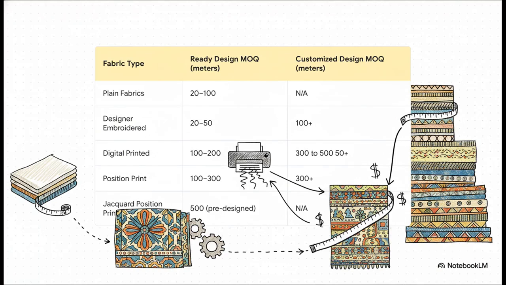And boom, this table breaks it all down beautifully. Just look at the top. Simple, plain fabrics. Incredibly accessible. You can start with just 20 meters. But as you go down the list and add complexity, like custom digital prints or those fancy jacquard weaves, those minimums just shoot up. The big takeaway here is your design ambition has a direct cost in meters.